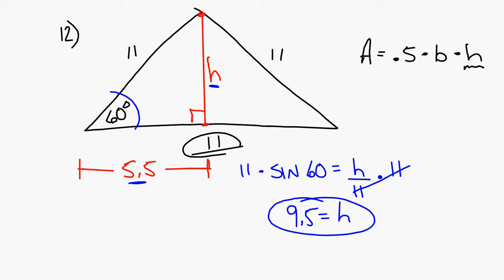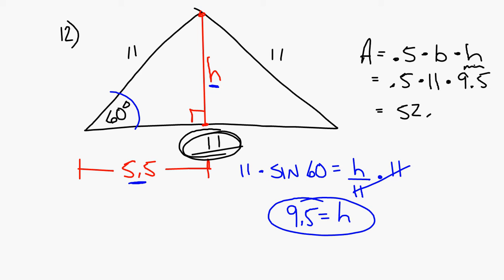So now, up here in this area formula, you got 0.5 times the base of the triangle, which is the 11, times the height of the triangle, which is your h, and that's your 9.5. So the area of this triangle is 0.5 times 11 times 9.5.